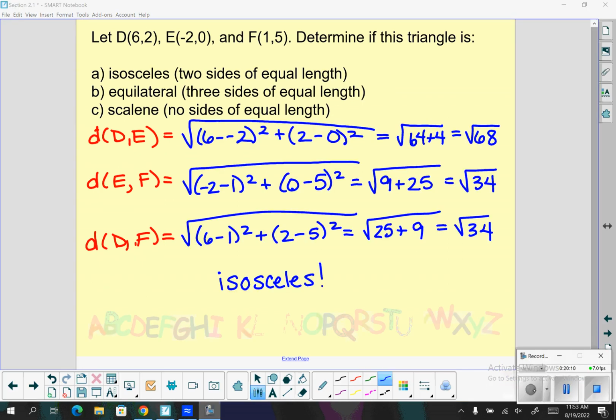Are we confident? All right, so you could get square root of 68 for the top one. If you didn't get that, I kind of broke it down. You can see what you should be adding underneath there. It ends up that those last 2 are the same.